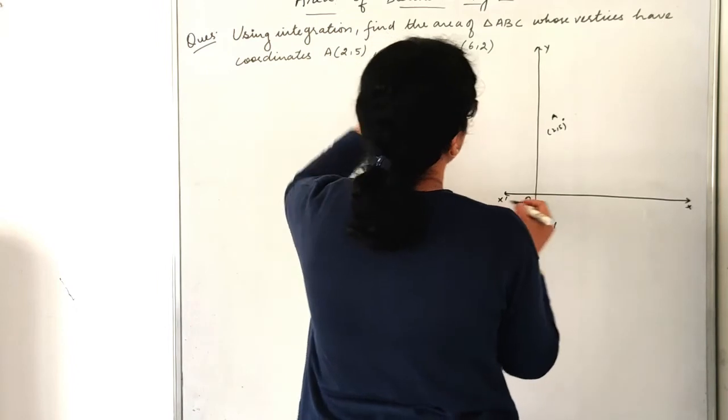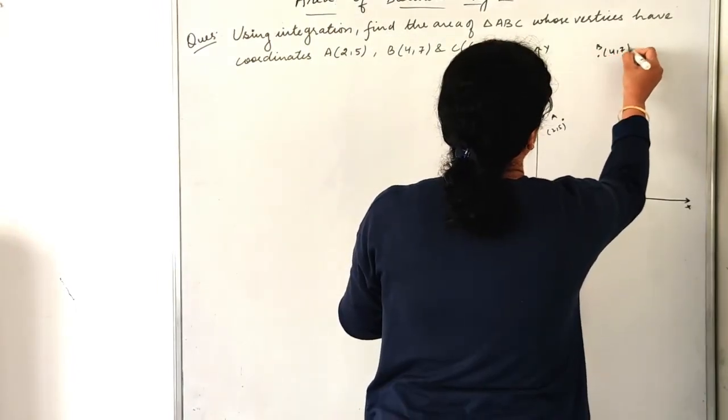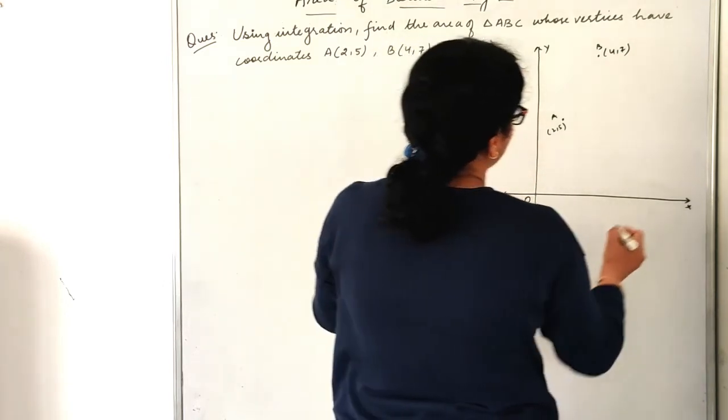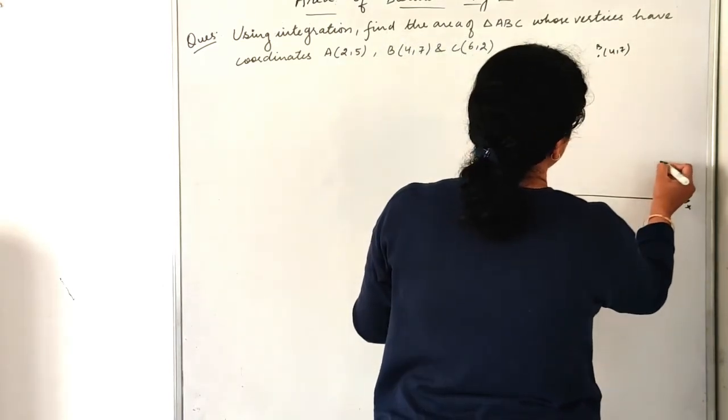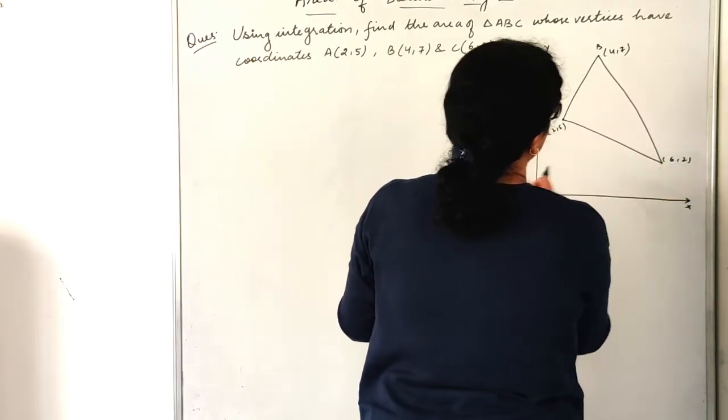Next is B (4, 7). Somewhere here will be B (4, 7). Right. And C is (6, 2). (6, 2) will be somewhere here. Right. I have drawn the rough sketch. You people also can draw the rough sketch.